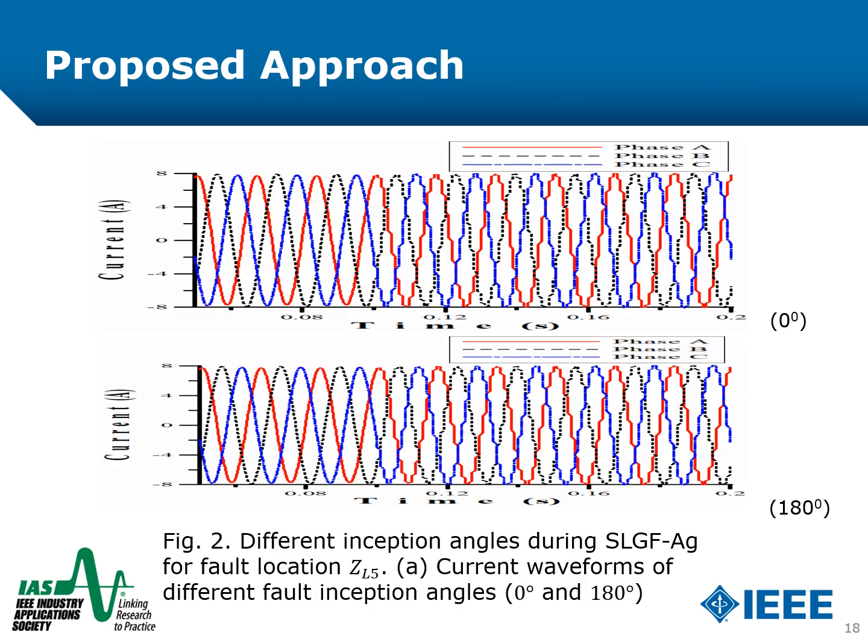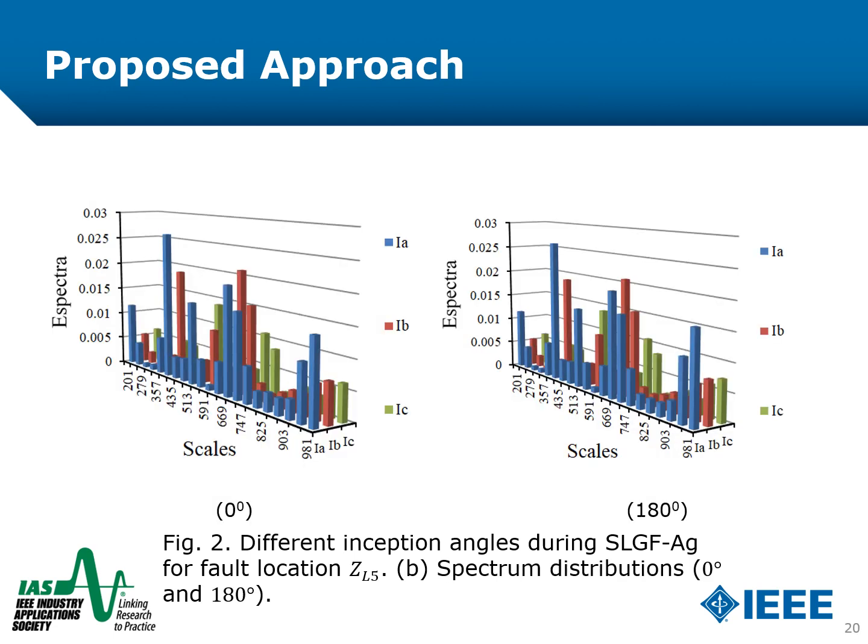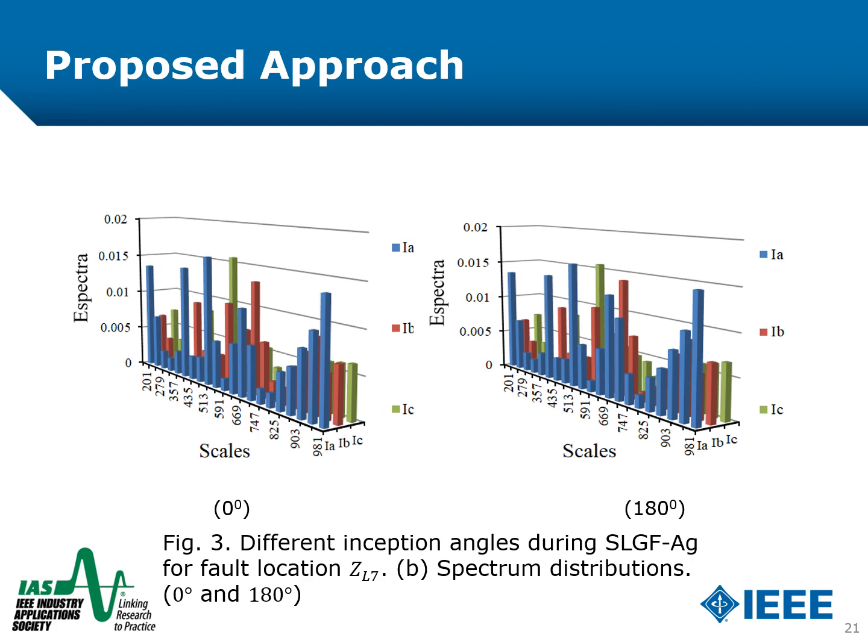There are distinct fault current waveforms for 0 and 180 degrees from figures 2a and 3a. They are respectively measured on S-bars for fault locations ZL5 and ZL7 when the system yields a single line-to-ground fault on phase A. Figures 2b and 3b show that the energy spectra are similar for the given signals of different fault inception angles for fault location ZL5 and ZL7 respectively.